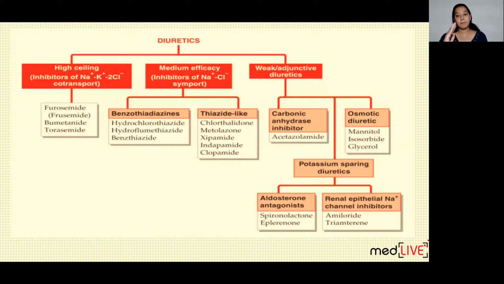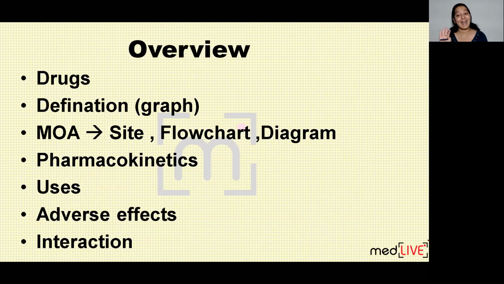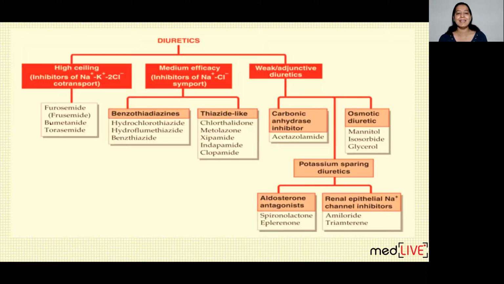Now I will take one by one all the 3 main or 5 main classes and explain these diuretics under the following headings. The headings must be common. First, tell all the drugs in that class. Then tell the definition: why loop diuretics are known as loop diuretics, why medium efficacy are known as medium efficacy. You must tell the reason. Then the most important is mode of action. Then pharmacokinetics of the prototype drug. Then uses, adverse effects and interactions. All the drugs in pharmacology must be described under these headings only, so you can write easily in your exams.